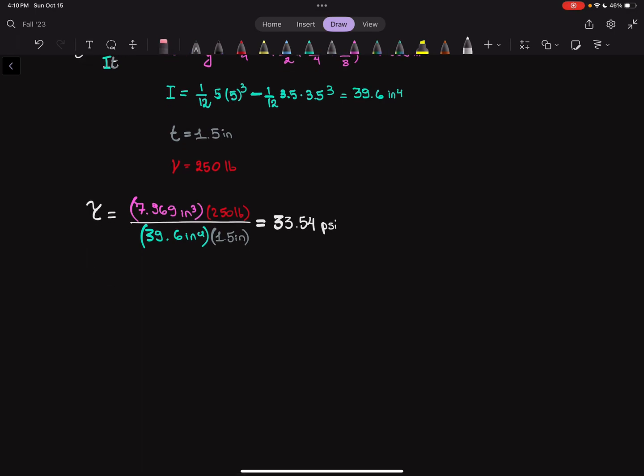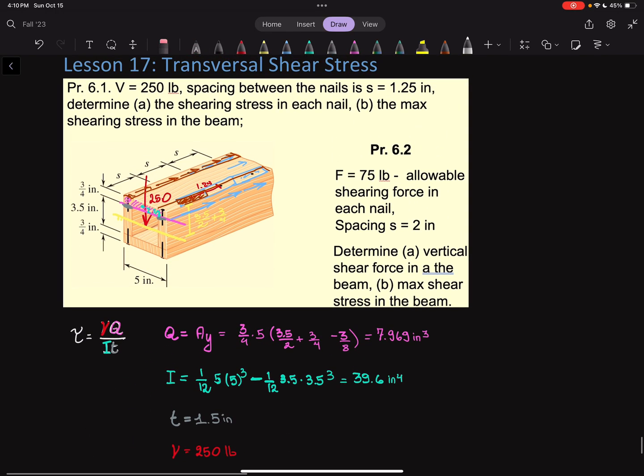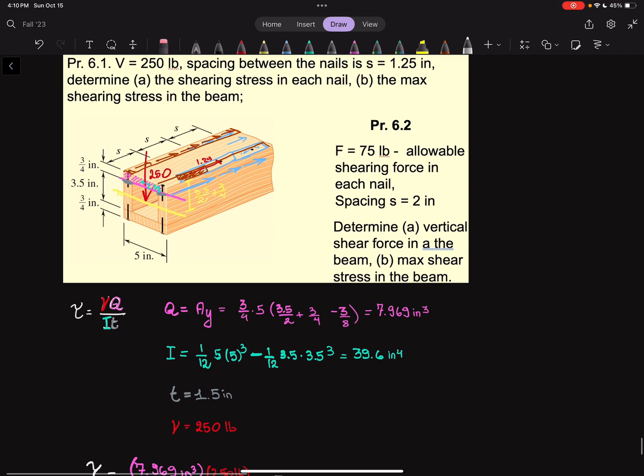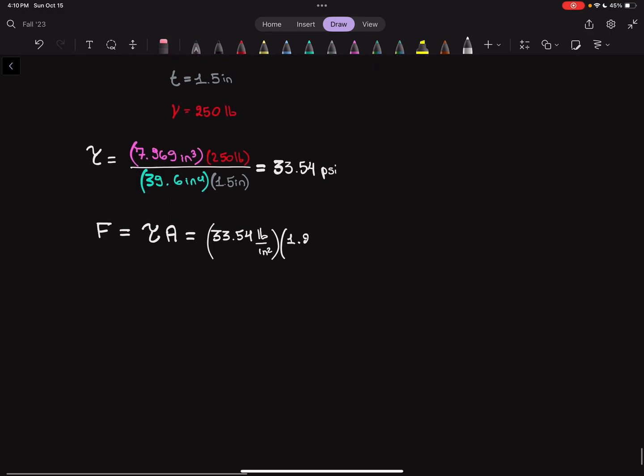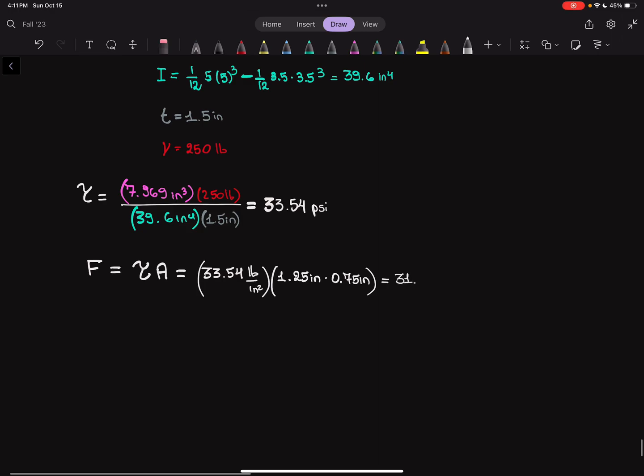So the shear for each nail is going to be equal to tau times the area for each nail, which is equal to 33.54 pounds per inch squared, multiplied by, they said our spacing S is 1.25, and our width is 3/4, so 1.25 inches times 3/4, which is 0.75 inches. So 33.54 multiplied by 1.25 times 0.75 is equal to 31.44 pounds. And so that's the answer to our part A.